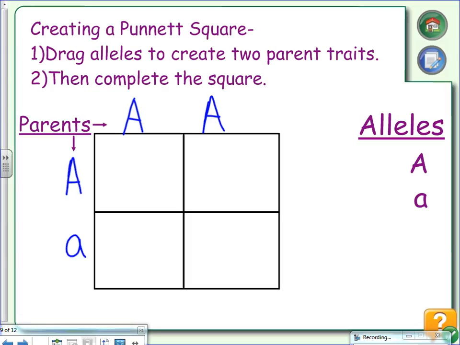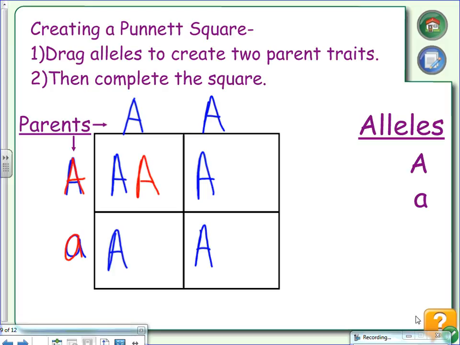Okay. Now, bring all of them down from the top. So we got capital A, capital A, and then capital A, capital A. Okay, now bring it over. I'm going to use a different color just so you can see. Okay, but I'm going to even rewrite it. Okay, capital A, capital A, capital A, capital A. Okay, lowercase a, lowercase a.